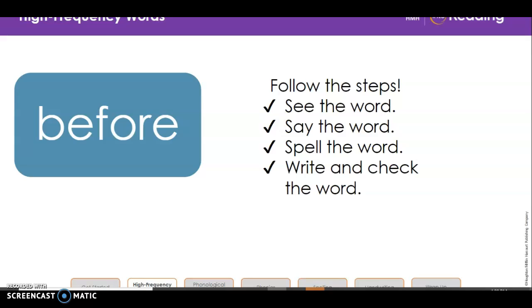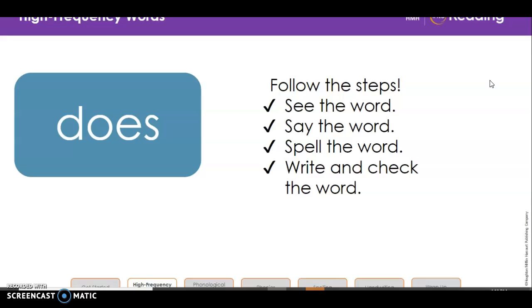B-E-F-O-R-E. In this word, the first letter E stands for the short I sound, i. The letters O-R-E stand for the sounds, or. Blend both syllables with me. Before. Now skywrite the word before. B-E-F-O-R-E. Try to write it without looking. B-E-F-O-R-E.